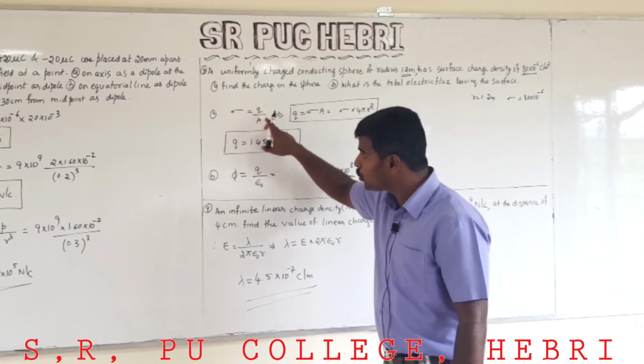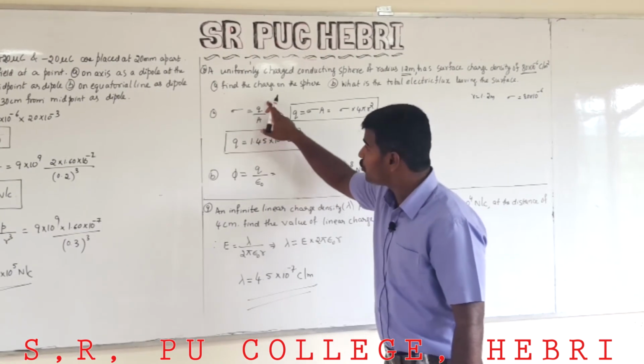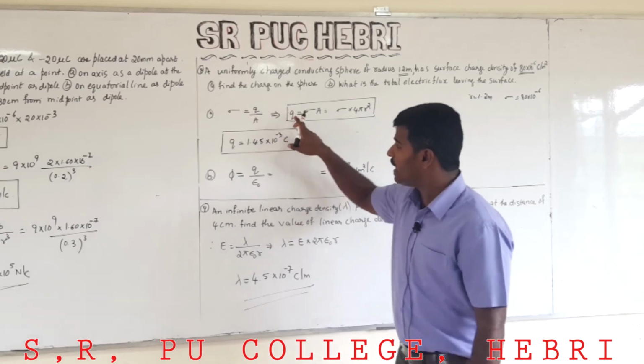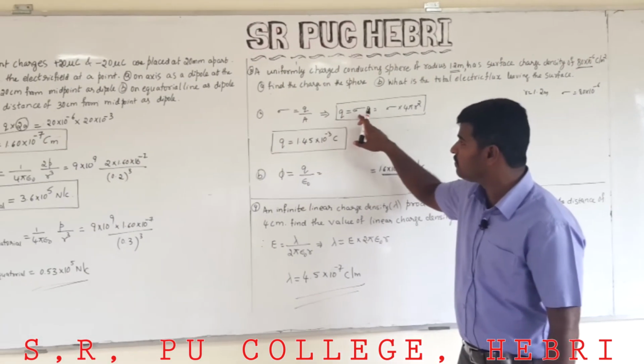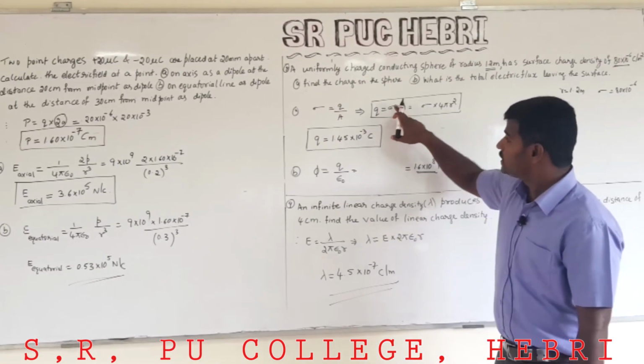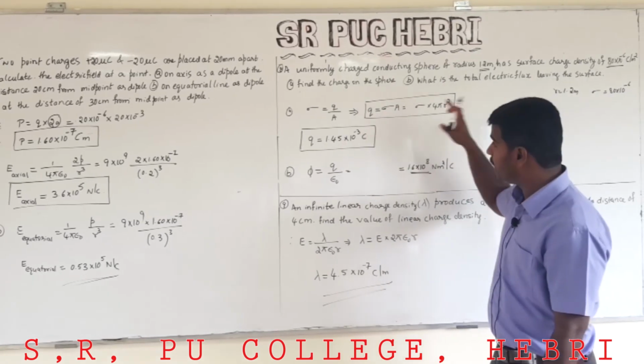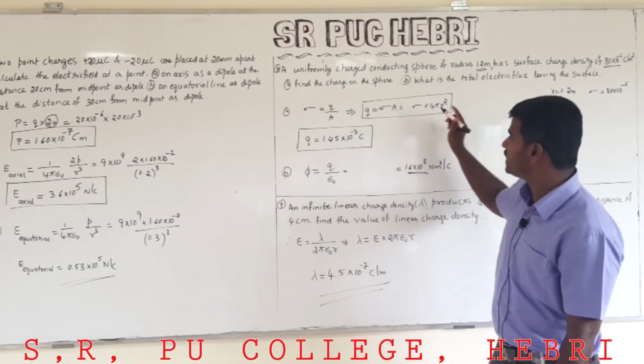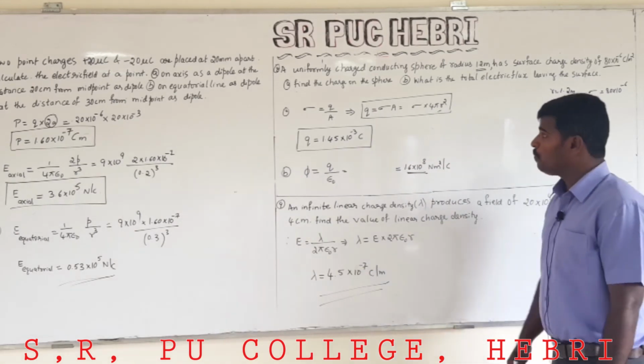Sigma is equal to Q divided by A. In that we have to calculate the value of Q. Therefore, by rearranging the equation, Q is equal to sigma times A. Sigma is surface charge density, they have given the value. A, the area of the sphere, is expressed by the general formula 4 pi r square.